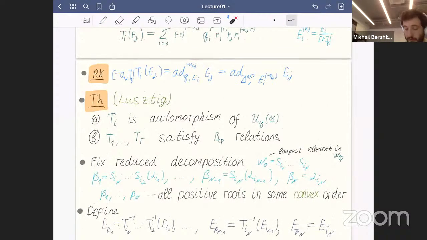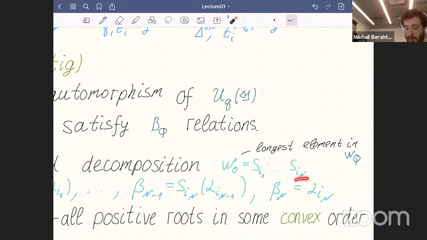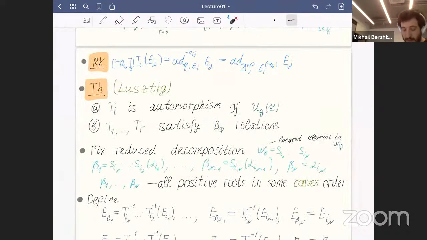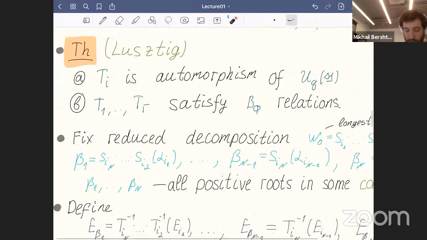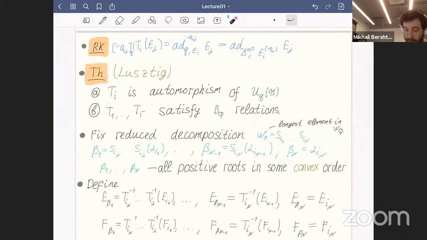Fix a reduced decomposition. So this is a product of simple reflections, and this number N capital is actually the number of positive roots for our system Phi. I don't have any notation for this number, I just pick big N. Then we can define the following roots, beta_1 and so on, beta_N. So beta_N is just the last, alpha_{i_N}. Beta_{N-1} is this, and so on. The theorem is that these roots are all positive roots in some order, which is so-called convex.